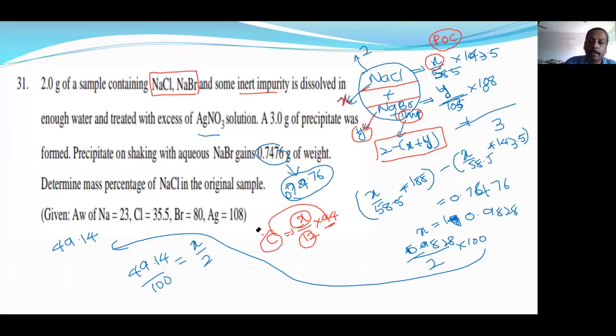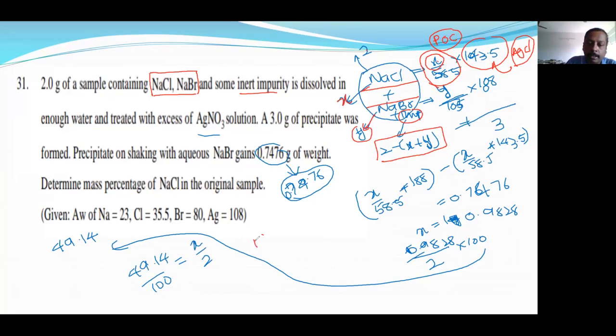What is the change here? It is NaCl. We are interested in the sodium mass, so let us take X. X divided by 58.5. What is 58.5? NaCl molecular mass, into 143.5. What is 143.5? It is the total when it is converted into AgCl. AgCl molecular mass is 143.5. So this much grams of NaCl is converted to this much grams of AgCl.